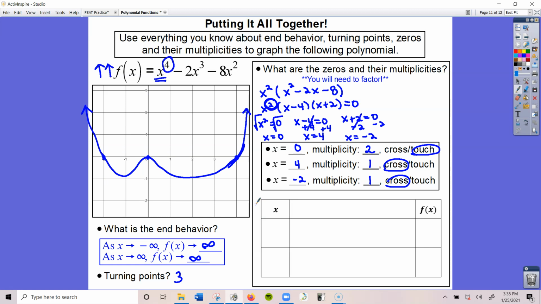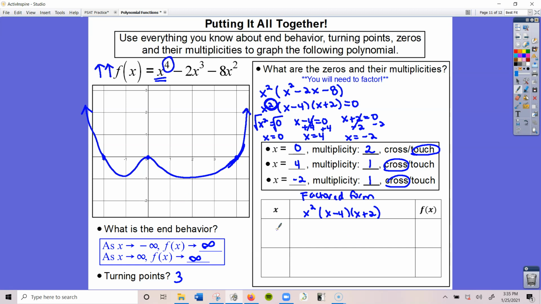However, if you want to double check your work and you want to do your chart, here in this empty space, you would put the factored form of the polynomial. It's a lot easier to figure out the sign if you use the factored form, which we had gotten: x squared times x minus 4 times x plus 2.